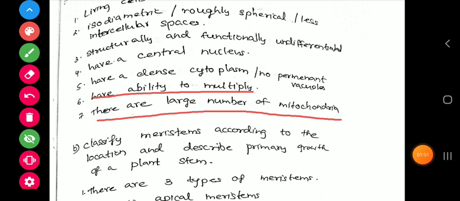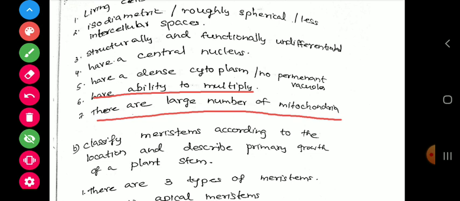Actually, in the resource book, they have mentioned, right? All cells in meristems have common characteristics. Number one, they are living cells. Number two, they are isodiametric. Number three, they are structurally and functionally undifferentiated. Number four, they have a central nucleus. Number five, they have a dense cytoplasm. Number six, they have the ability to multiply.